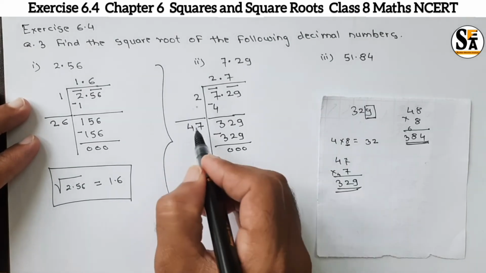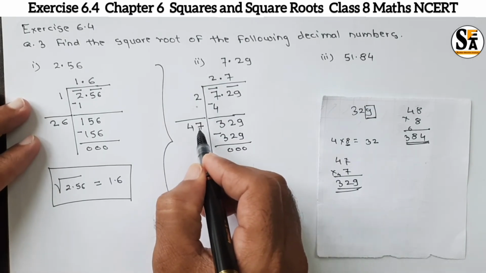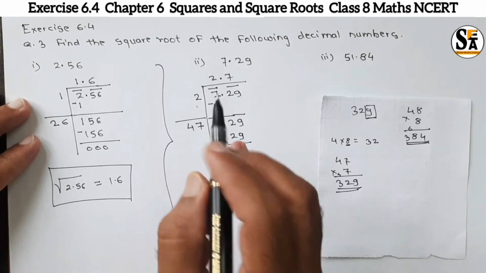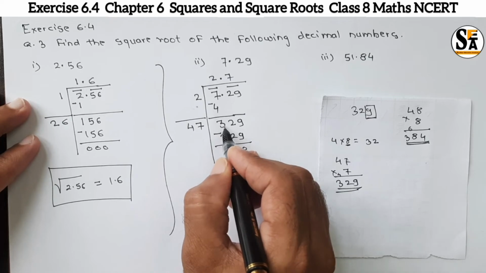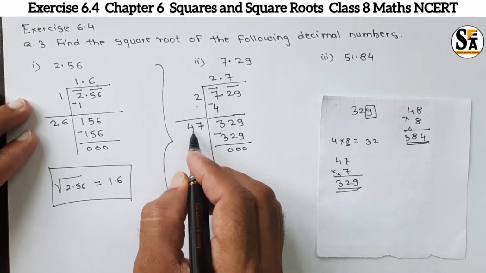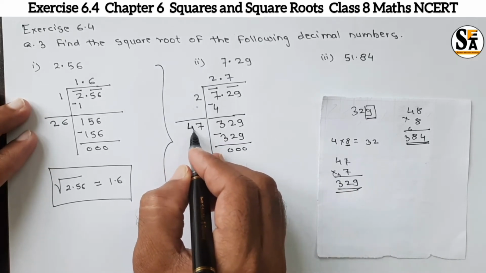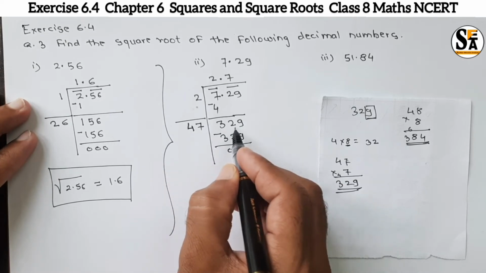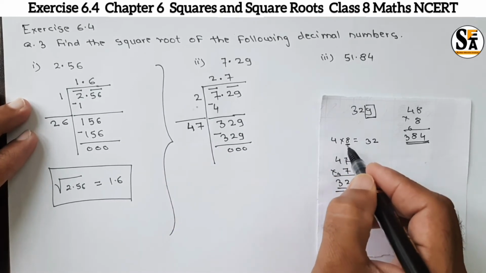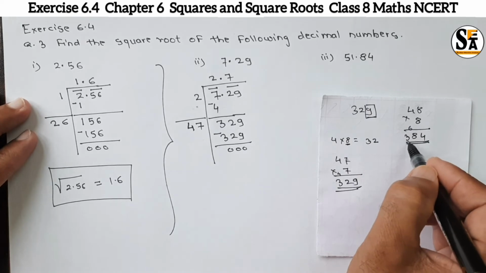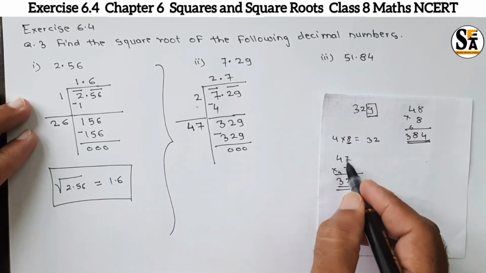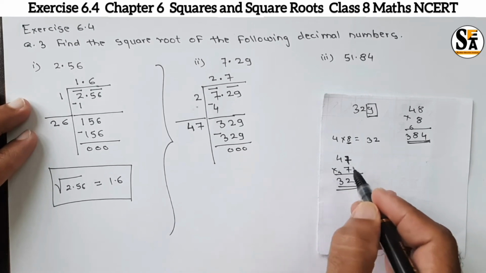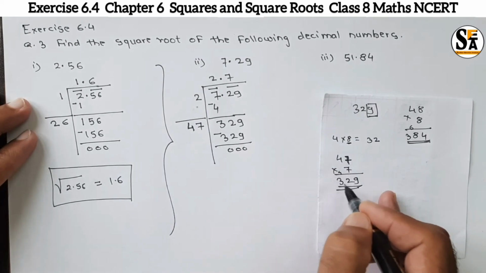How to guess this number? Did you understand how to guess this number? Consider only these two numbers, 32. Forget this 9 and find where 32 lies in the table of 4. 4 eights are 32. Try with 8, but if we put 8 we are getting a higher number, more than 329. So go to a lesser number, that is 7. And if we put 7 we are getting 329.